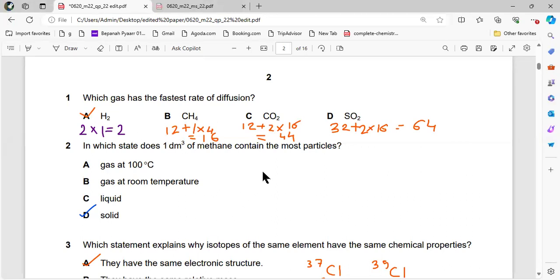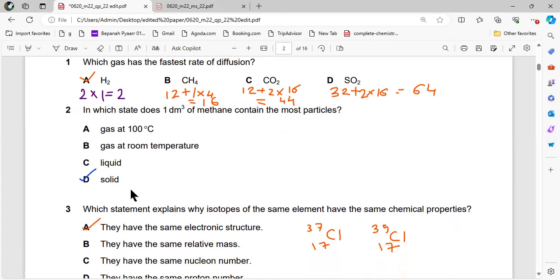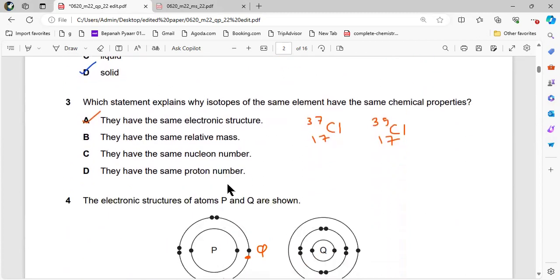In which state does 1 dm cube of methane contain the most particles? So it is gas at 100 degrees Celsius, gas at room temperature, a liquid or a solid. So the correct option is solid, because in solid the particles are tightly packed to each other. So chances are there that more particles are present in the solid state.